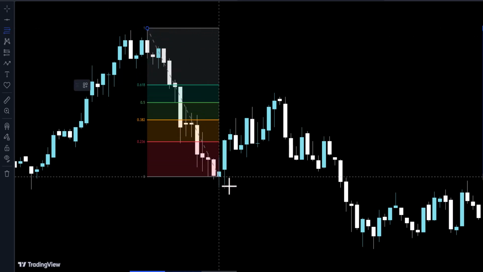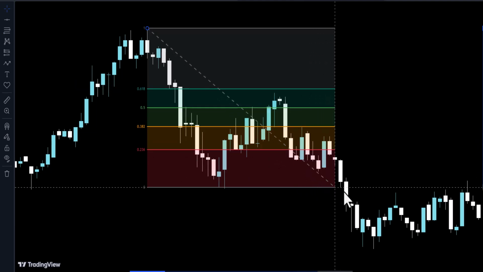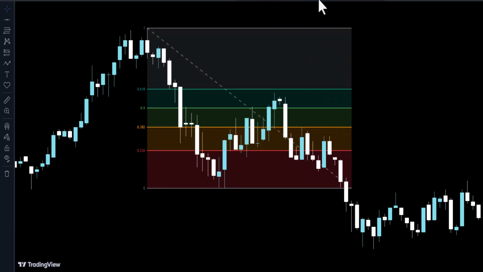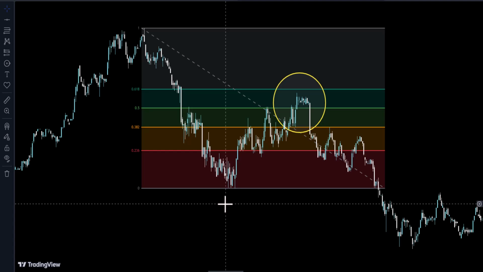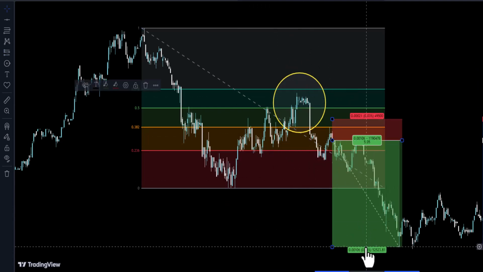Pull from the recent swing high to the lowest point in order to correctly place your fib levels once it reaches these levels again. You are going to wait for a reaction and then look for reversal signals. When your low is broken, you can look for the trade.